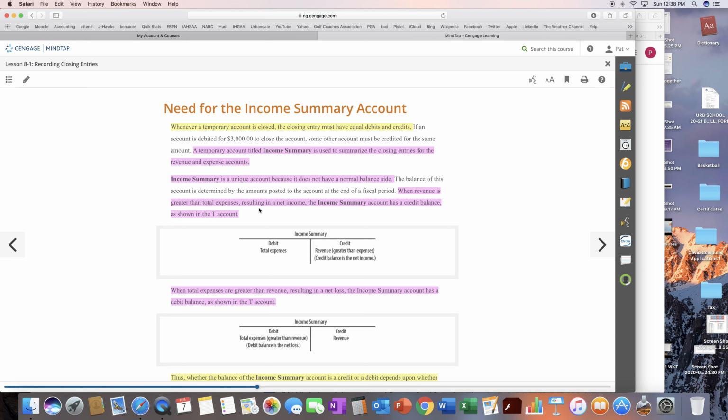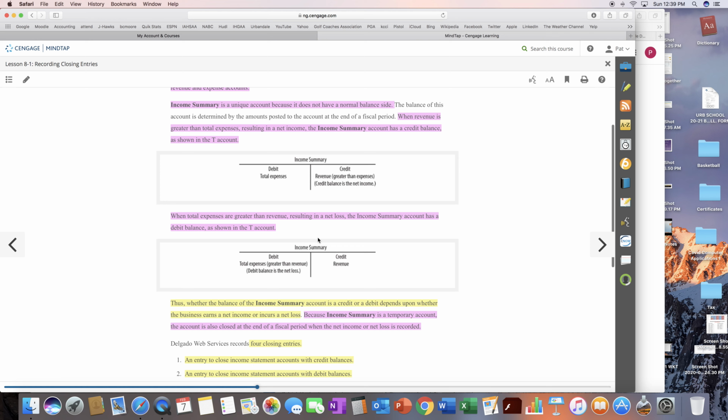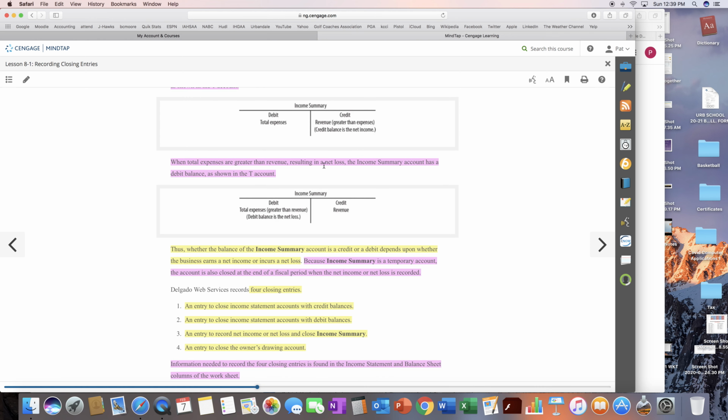When revenue is greater than total expenses, which means you have a net income, which you found on the worksheet in the income statement, the income summary account has a credit balance. When total expenses is greater than revenue, which means a net loss, the income summary account has a debit balance.